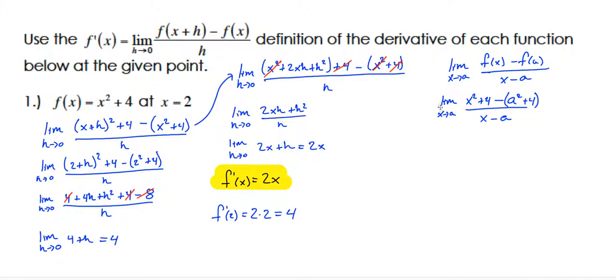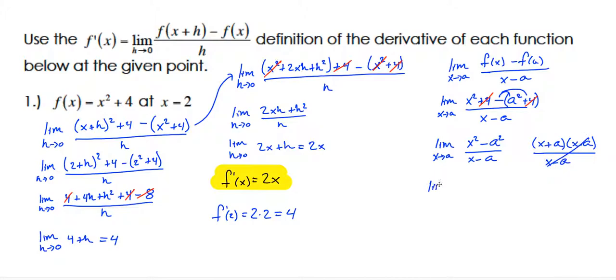So if we do this out, we're going to distribute that negative right there. And so again, the 4 and the negative 4 are going to cancel. And so what we end up getting is the limit as x goes to a of x squared minus a squared over x minus a. And if we factor that, we're going to get x plus a times x minus a over x minus a, and those will cancel.